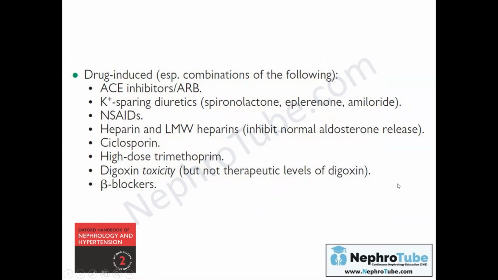As usual, all electrolyte disturbances can be caused by drugs. There is a very large list of drugs that may cause hyperkalemia, and by the way, most of them are very commonly used by nephrologists. For example, the ACE inhibitors and the ARBs, potassium-sparing diuretics, nonsteroidals, heparin and low molecular weight heparin, cyclosporin, high-dose trimethoprim, digoxin and beta blocker, and we discussed at the start of the lecture how digoxin and beta blocker may cause hyperkalemia.